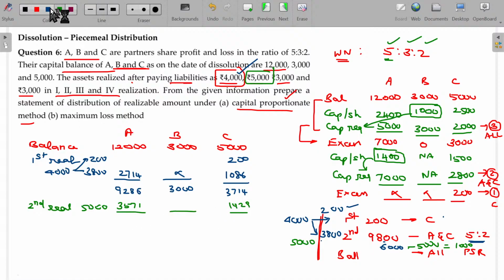After that, the balance after second realization. How much? 5,715. 3,000, nothing is paid to him. 2,285.